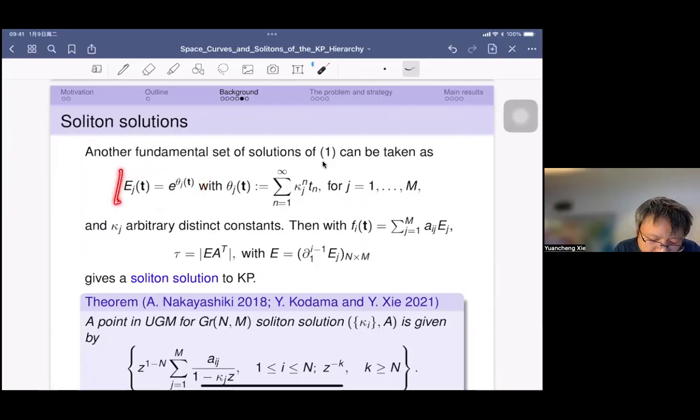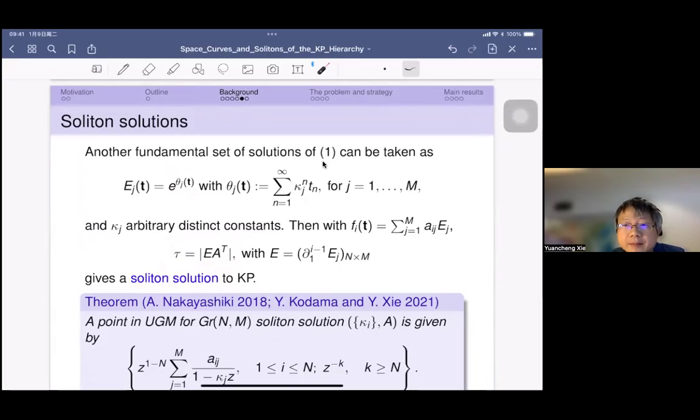So this obviously satisfies the heat hierarchy. And since the heat hierarchy is a set of linear differential equations, we can take a linear combination, and it also satisfies the heat hierarchy. And we use all these f_i of t, and we write down its Wronskian, and then that will give us tau functions for the KP hierarchy. And such tau functions will be just some linear combination of exponential functions. And we call such solutions soliton solutions to the KP hierarchy.